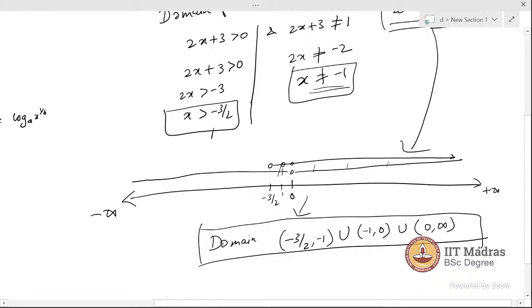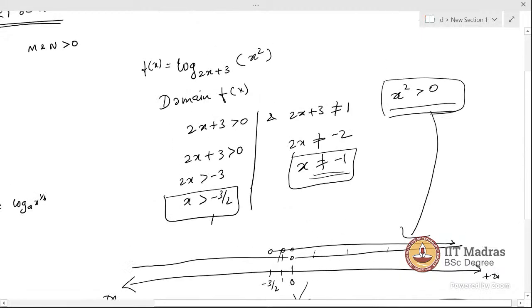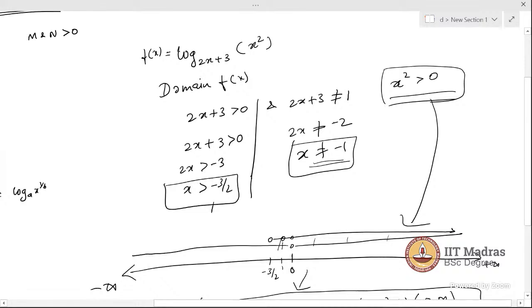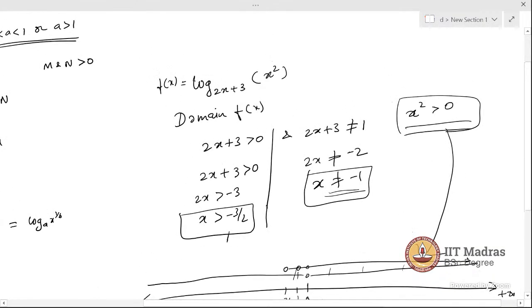How did we get this? I'll just summarize this again. First of all, I have to make sure that the function's domain is not violated for the given x values. If I have to make this log function defined, I have to make sure that this is greater than 0 and this is not equal to 1. This is as per the definition.